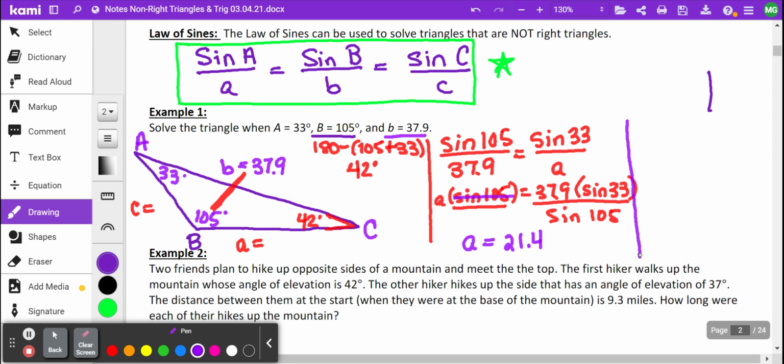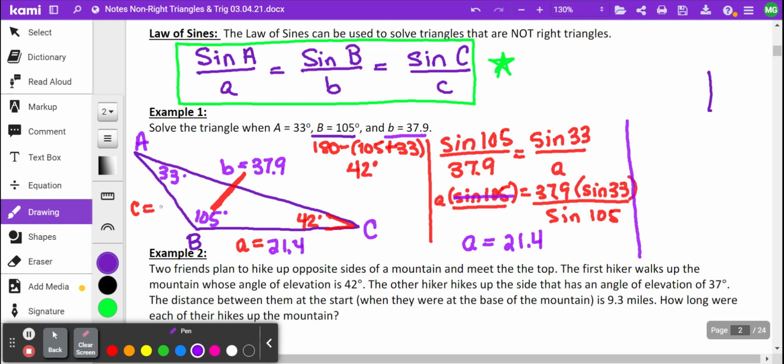If you didn't get that, you're going to want to maybe check and make sure you're in degree mode. Make sure you close this parenthesis after the sine of 33. Those are things that you might want to do. So now that we have that, so that's 21.4. Now we can go ahead and calculate side C.